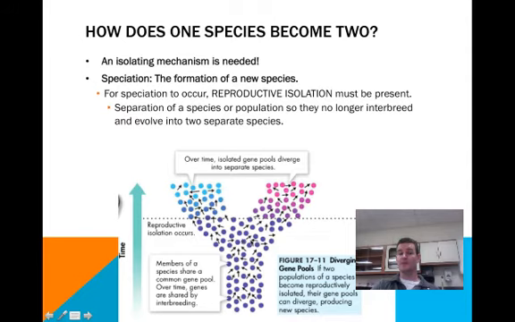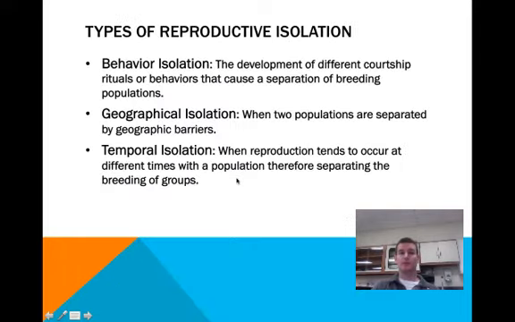Even though they were once the same species, they now are reproductively isolated and can no longer pass their genes on. And this is what's eventually down the road going to cause these two groups to become so different from each other that eventually they will become two different species. There are lots of different types of reproductive isolation, but I want to point out three major ones.